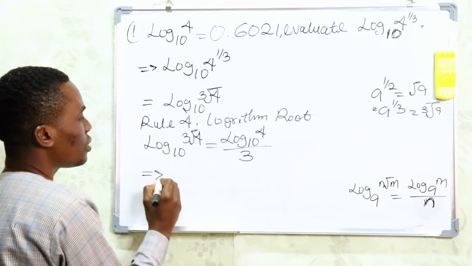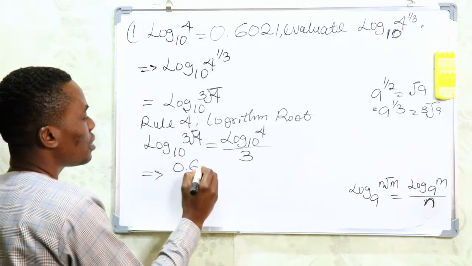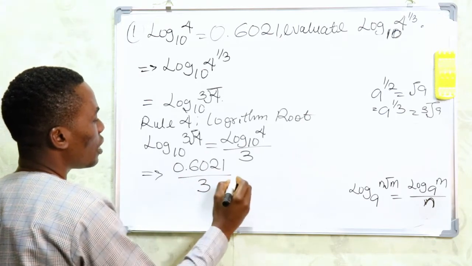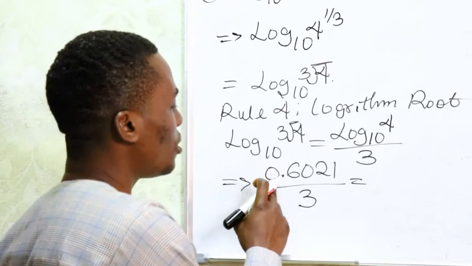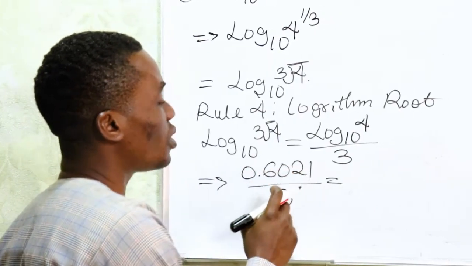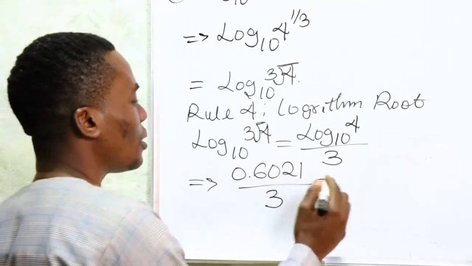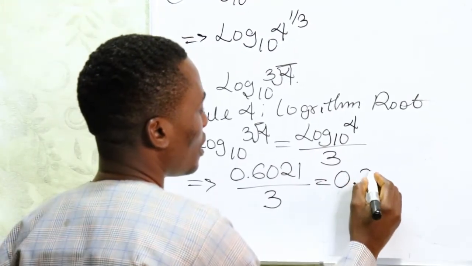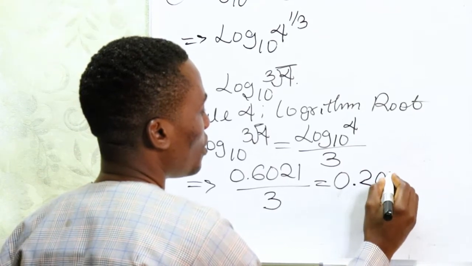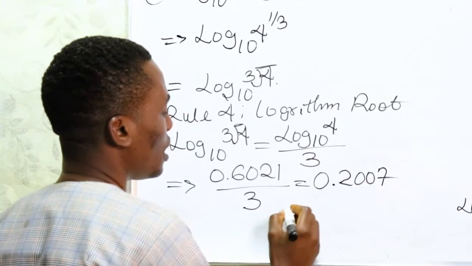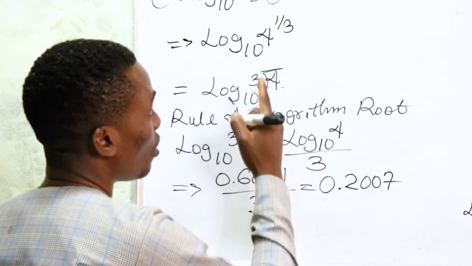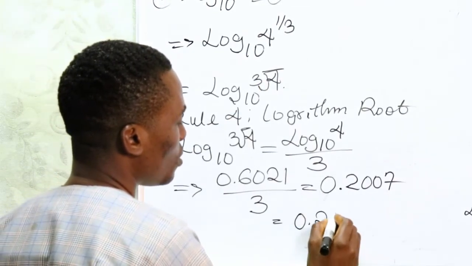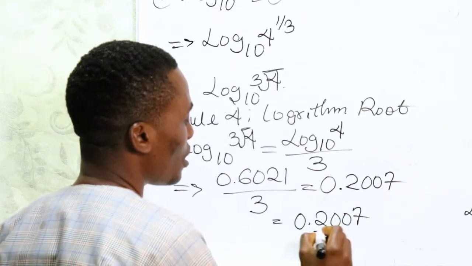So this will give us 0.6021 divided by 3. Now if you divide this value, 0.6021 divided by 3, you're going to get a value 0.2007, and that will be the value of that evaluation. Your result will be 0.2007.